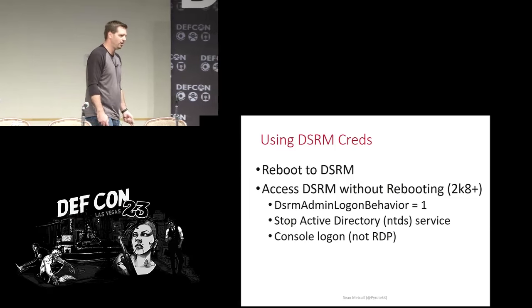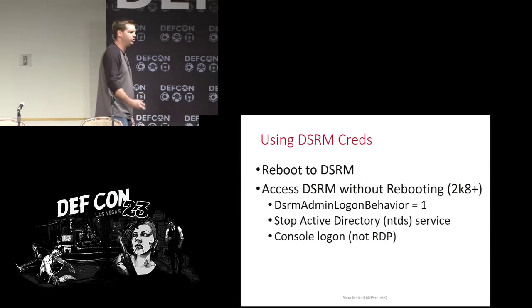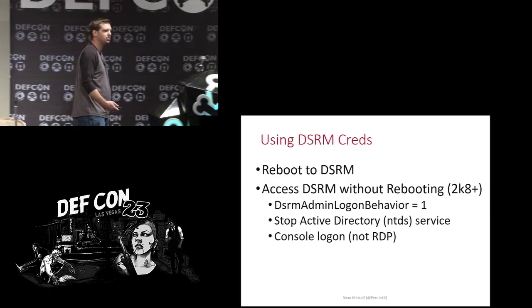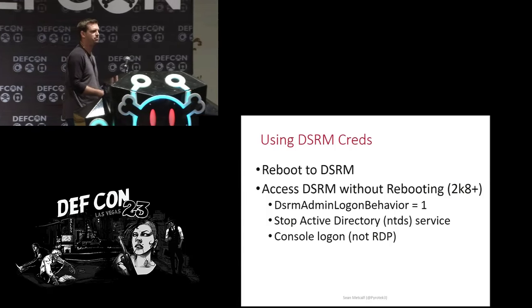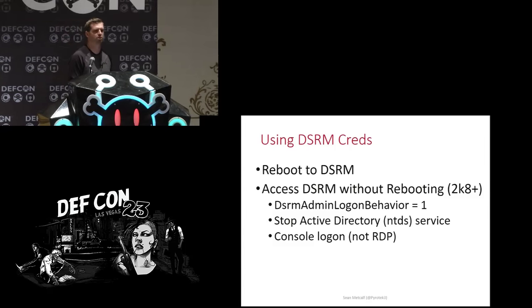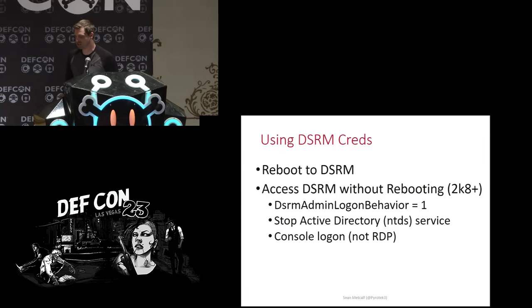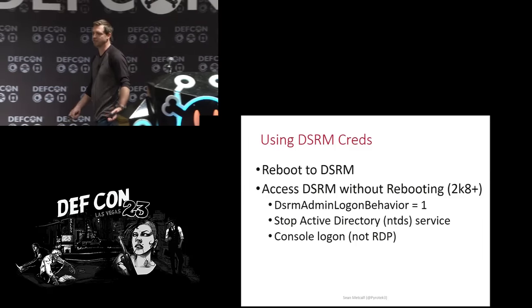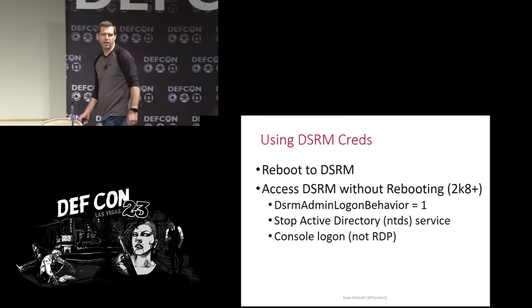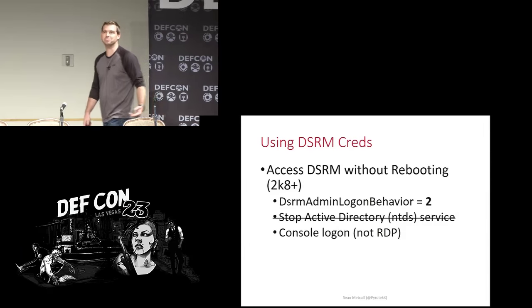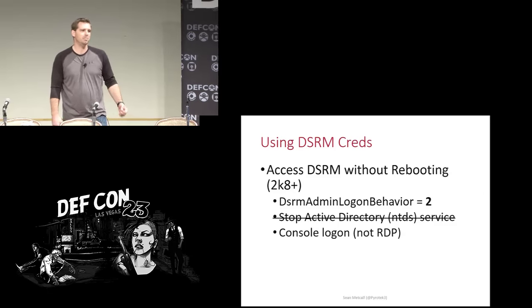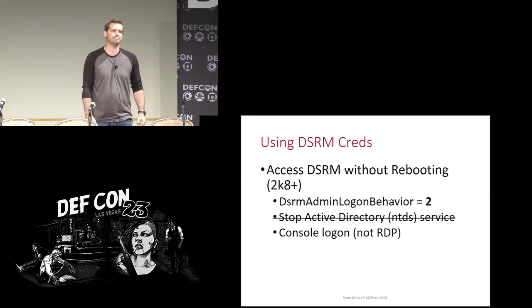Well, in order to log in and use these DSRM creds, I have to reboot in DSRM. It's Directory Services Restore Mode. That was 2003, 2000. But in 2008, I can now set a reg key to 1. Well, I have to stop the Active Directory service. I don't want to do that. So I set it to 2. Now I don't have to stop it, but I still need console login.